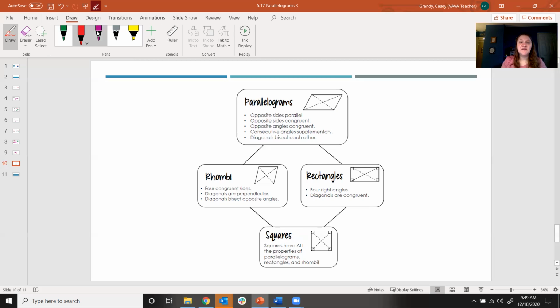So I could even make this a Venn diagram if I wanted to. So I could say if it's a rhombus, then it's a parallelogram. If it's a rectangle, then it's a parallelogram. If it's a square, then it's a rhombus. If it's a square, it's a rectangle. Hopefully these properties help you when studying and practicing.